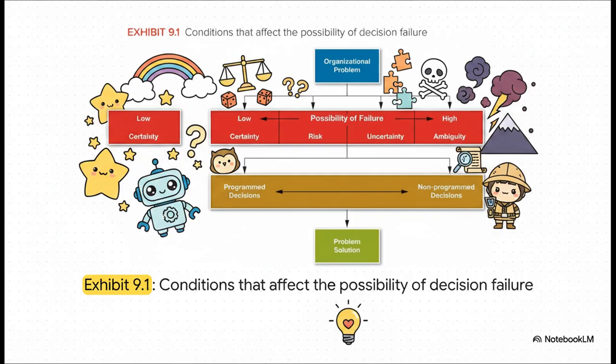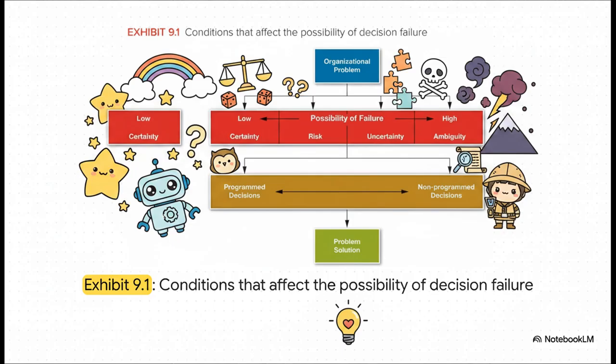But moving along the spectrum, we hit risk. Under conditions of risk, future outcomes are subject to chance. Think of it like flipping a coin, where you at least know the odds are 50-50, right? Then things get hazier. We enter uncertainty. This depends heavily on the amount and value of the information you can actually get your hands on. It's kind of like flipping a coin in the pitch dark, where you can't even see if it landed on heads or tails. Finally, at the very end of the spectrum, we hit the danger zone, ambiguity.